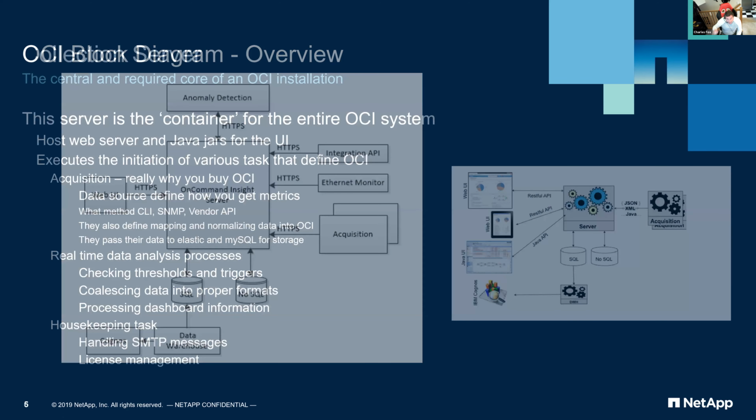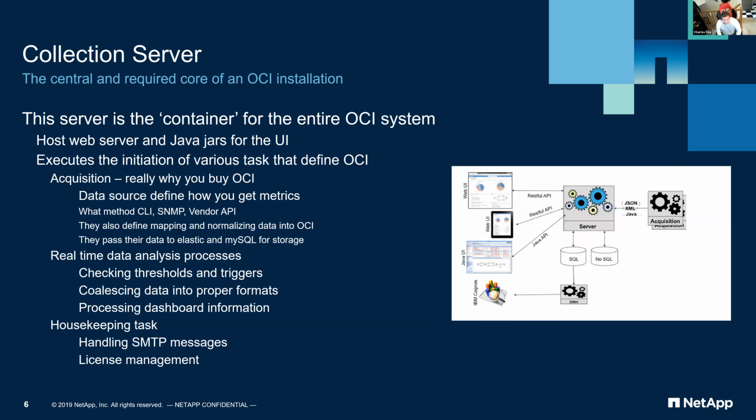Okay, well, we'll start with the most central and most important piece of OCI, and that's the collection server. It's an absolute minimalistic system to have just the collection server, and of course you can add on other modules and components from there, but you don't have OCI unless you have at least this. It's essentially the container for pretty much all the OCI components. Data warehouse could be considered a separate instance.